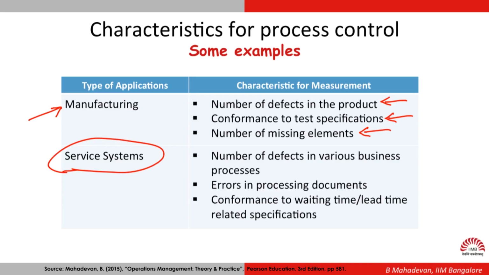Similarly, in the case of services, it could be our definition of defects and the number of defects in various business processes. Errors in process documents could be another, or certain conformance to waiting time or lead time. Just now we talked about customer checkout time of 90 plus or minus 20 seconds. So there could be several such examples, and we need to exercise a certain sense of judgment and discretion to identify those characteristics which are important, and therefore we need to closely monitor it and make sure things work.